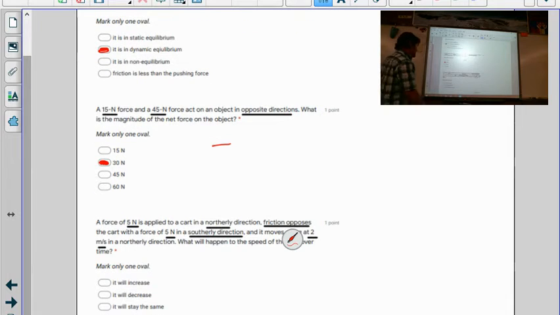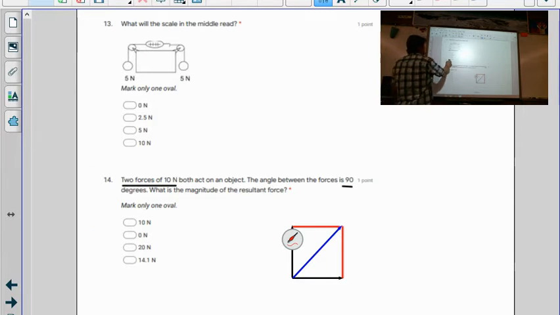For this one here, a 5 Newton force is applied to the cart in a northerly direction. Friction acts to oppose it with a 5 Newton force. Because those forces are balanced out, this is in equilibrium. The sum of the forces equals 0. So if it's moving at 2 meters per second, it will continue to move at 2 meters per second because there is no net force acting on it. This one here, there's a 5 Newton force this way and a 5 Newton force this way. This here will read 5 newtons.